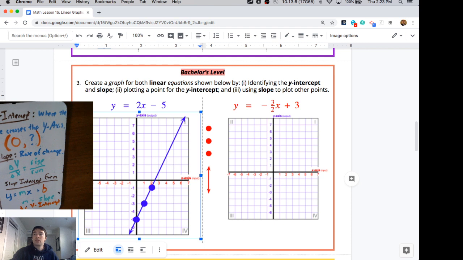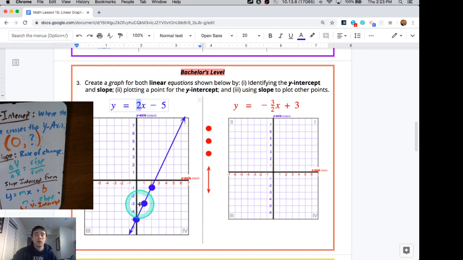Y equals 2x minus 5. I plot the y-intercept of -5 first, and then I use that slope of 2, that 2x, to tell me to go up 2 and right 1, up 2 and right 1.